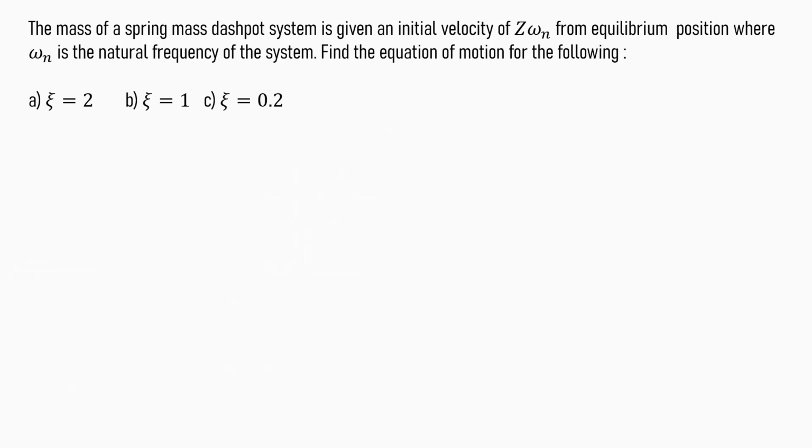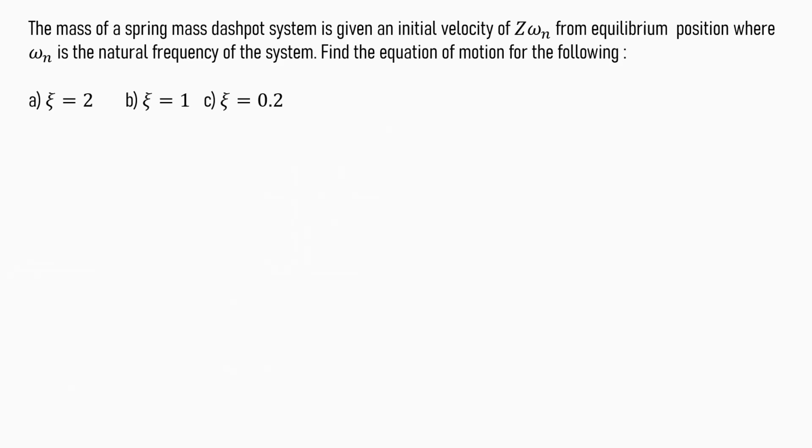Now let us see another example. The mass of a spring mass dashpot system is given an initial velocity of zeta omega n from equilibrium position, where omega n is the natural frequency of the system. Find the equation of motion for the following three cases.